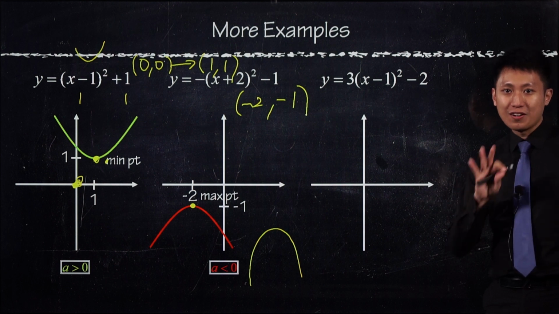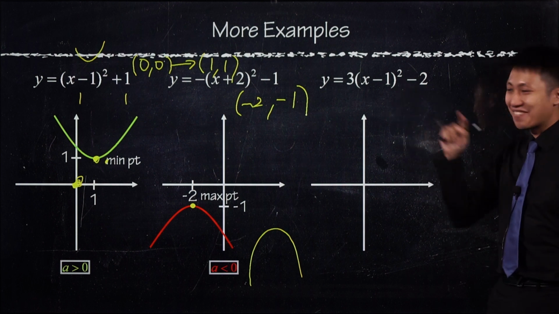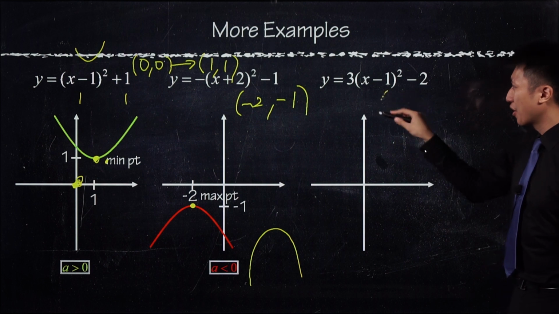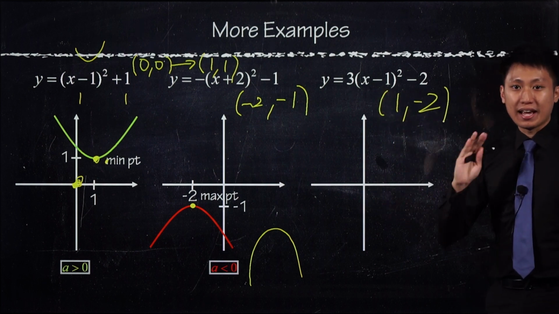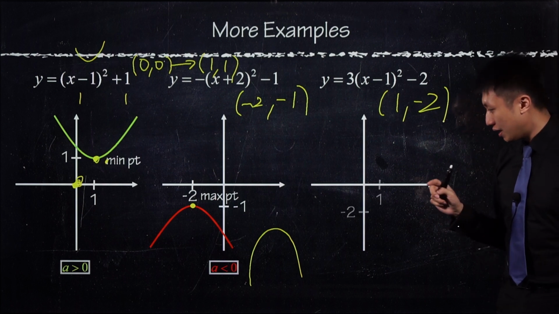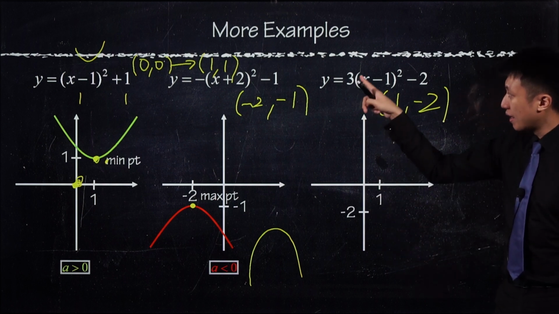5, 4, 3, 2, 1. Proceed. The answer is 1 and negative 2. Okay, so I shift to 1 and negative 2. Okay, so I plot 1 and negative 2, then I look at here.